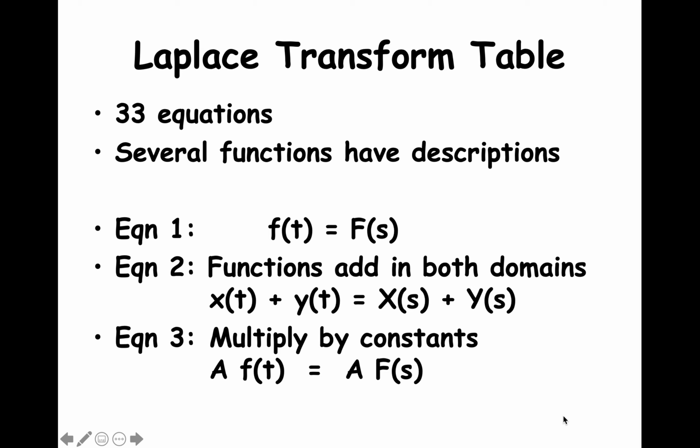In the Laplace transform table, equation 1 tells us that f(t) in the time domain equals F(s) in the Laplace domain. Equation 2 tells us that the sum of two functions that are added together in the time domain are equal to the sum of the equivalent Laplace domain functions added together. Equation 3 tells us that multiplying a time domain function by a constant a equals the Laplace domain expression F(s) times the constant a.